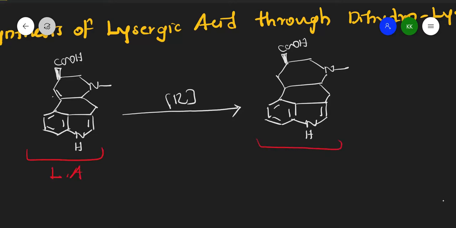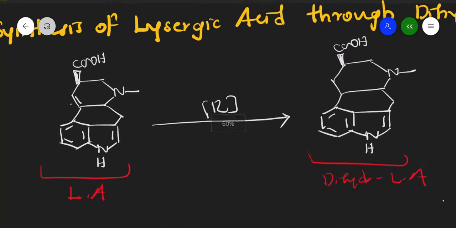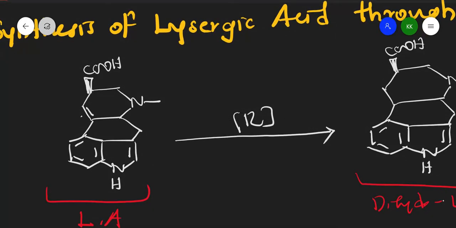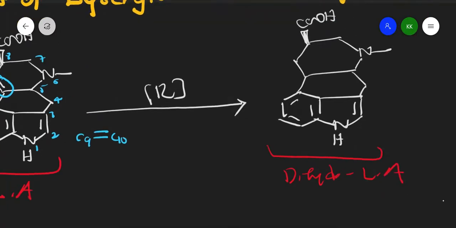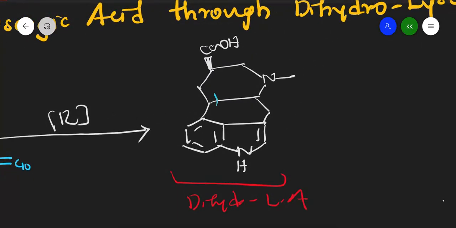And this is dihydrolysergic acid. So what is dihydrolysergic acid? If you see the lysergic acid structure on the left side, there is a C=C double bond. The numbering is 1, 2, 3, 4, 5, 6, 7, 8, 9 and 10, so here we have a C9-C10 double bond. But in dihydrolysergic acid, there is no double bond.